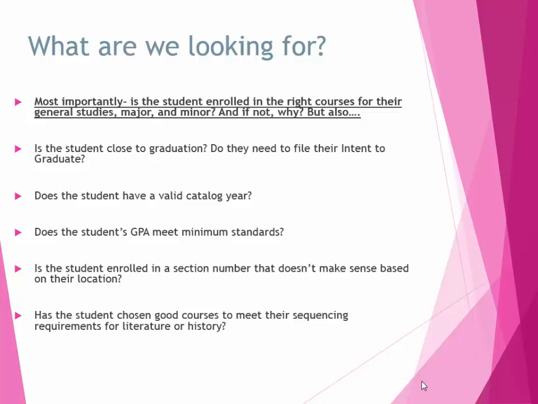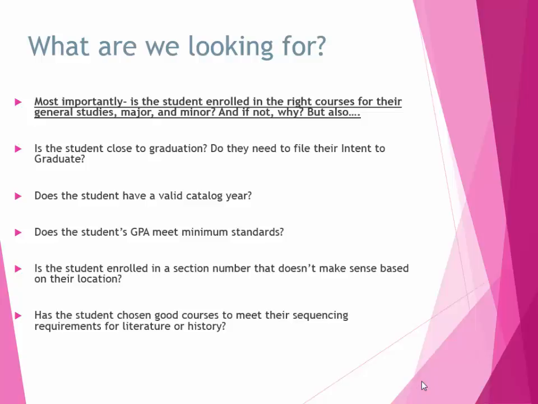We also want to check if the student has a valid catalog year. We know that those are available for 8 years before they expire. And for our graduate students, we also want to make sure that their courses are within the 8-year time frame as well. We want to make sure students have minimum GPA standards. We can often tell just by looking at the GPA if they're on probation or not. And this will help save you from having so many delinquent reports later if you're paying attention to that.